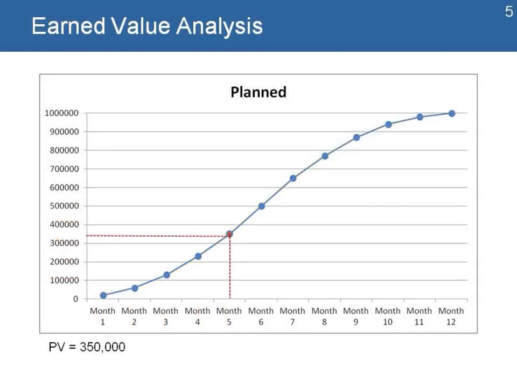And then I ask my question: what is happening on month 5, when the project is almost halfway through? On the 5th month, I know that I should have a plan value of $350,000, meaning that at that time my project should have spent $350,000 and should have earned $350,000. And I'll explain the concept of earned value a little bit later.